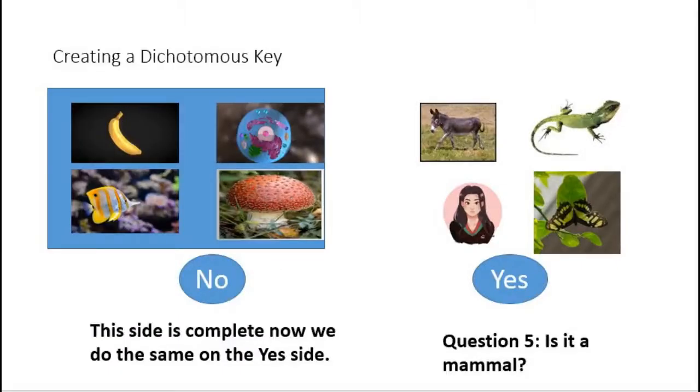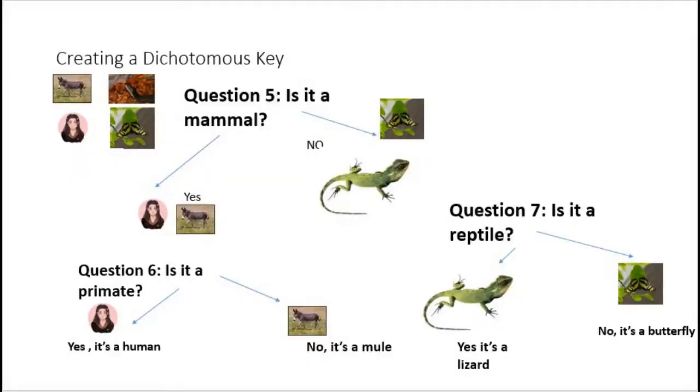Now I'm looking at this yes side. These things all have legs. So my question 5 is going to be, is it a mammal? On this slide, I've got it narrowed down the rest of the way. So question 5, is it a mammal? Well, the lizard and the butterfly are not mammals, so that's a no. And the human and the mule are mammals, so that's a yes.